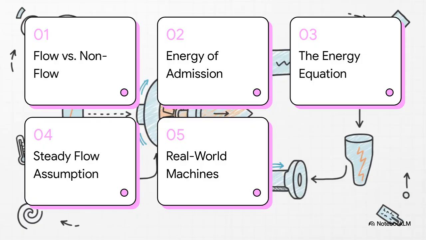So here's the game plan for this explainer. First, we'll nail down the difference between flow and non-flow systems. Then, we're going to uncover a kind of hidden energy that's super important. After that, we'll build the master equation, piece by piece. We'll introduce a crucial assumption that makes it all work in the real world, and finally, we'll put it all into action and look at some actual machines.